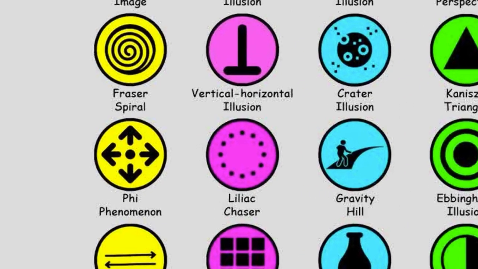Number 25, phi phenomenon. Ever noticed how a series of still images can create the illusion of continuous motion? That's the phi phenomenon at work. It's the same principle behind animations and flashing lights, fooling our brain into perceiving movement.